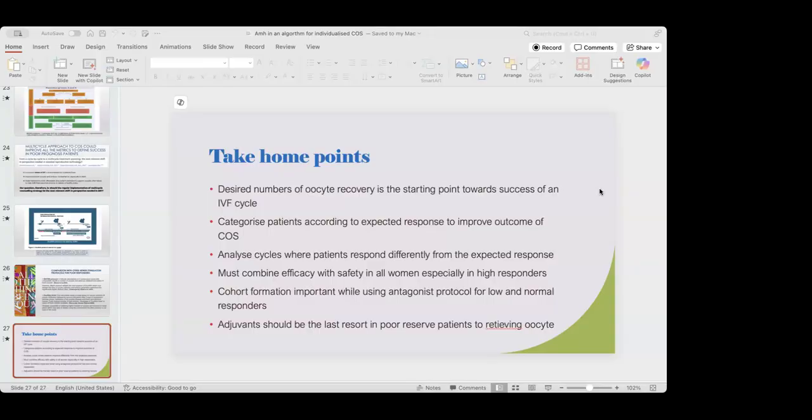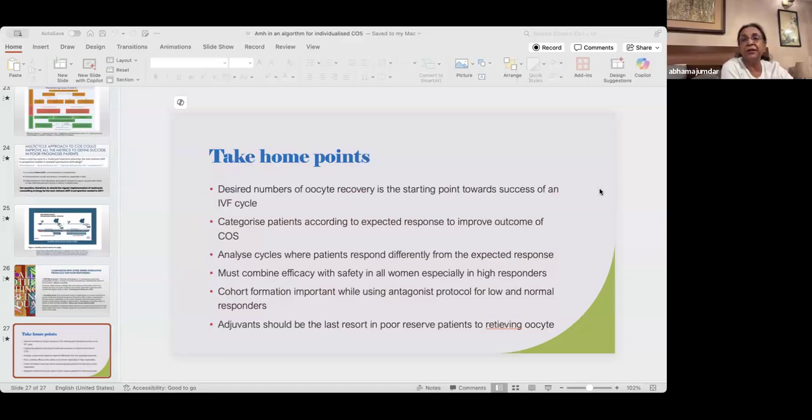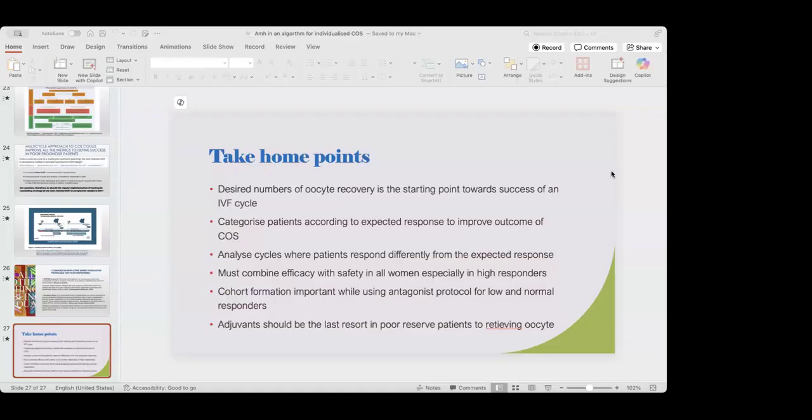Dr. Neeraj Jindal wants to know how to ensure cohort formation in normal responders with the antagonist protocol. Yes, we are using mainly estradiol valerate pre-treatment, but not in normal responders. In normal responders, there is not much chance of early follicular recruitment, so we usually don't use any pre-treatment for cohort formation. But in poor responders, we use estradiol valerate pre-treatment.